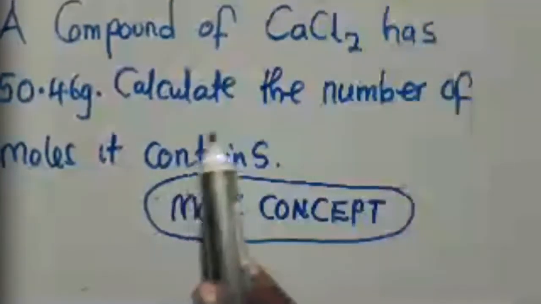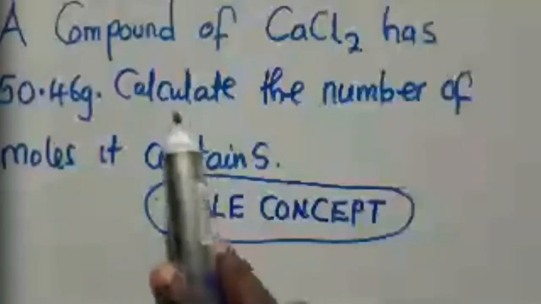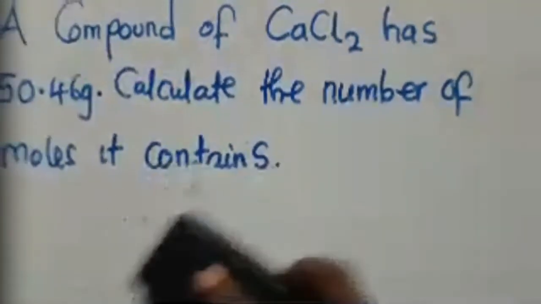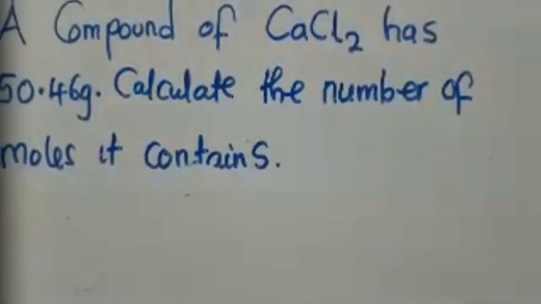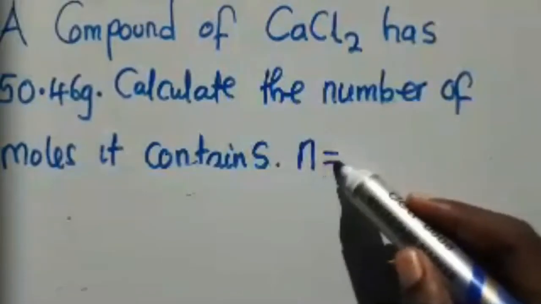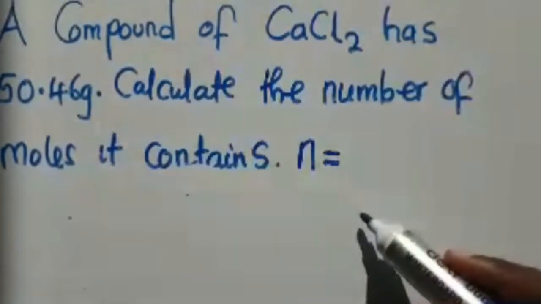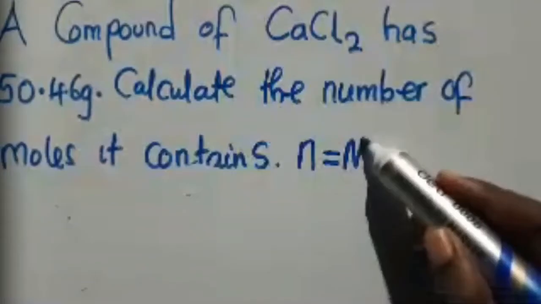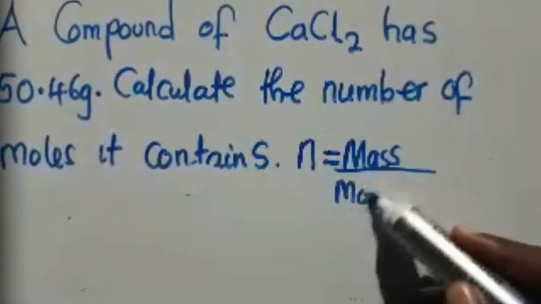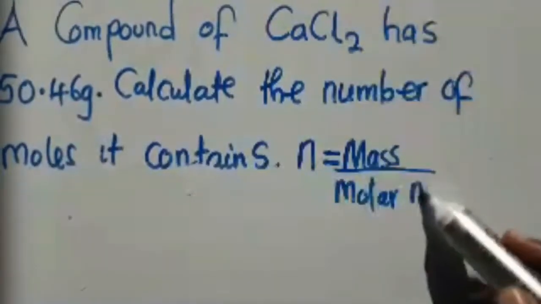So we want to calculate the number of what? The number of moles. So how do we calculate the number of moles? What are some of the things that should be considered whenever you want to calculate the number of moles? So we need to write the formula. This is the formula that I'm just giving you. The number of moles is equal to mass over what? Over molar mass. This is the formula that we get to use.